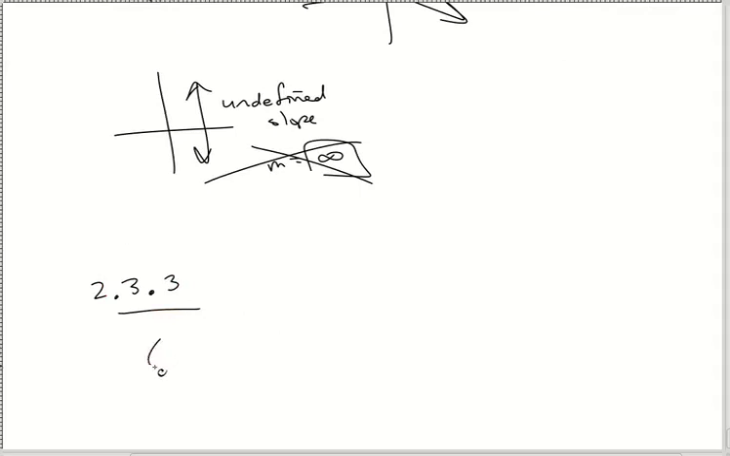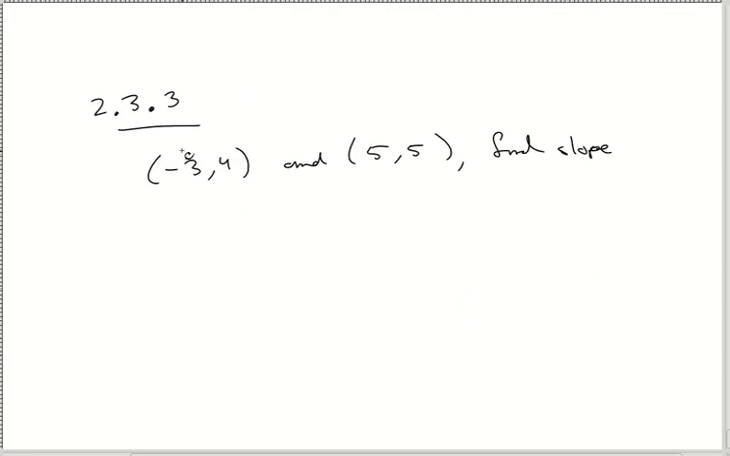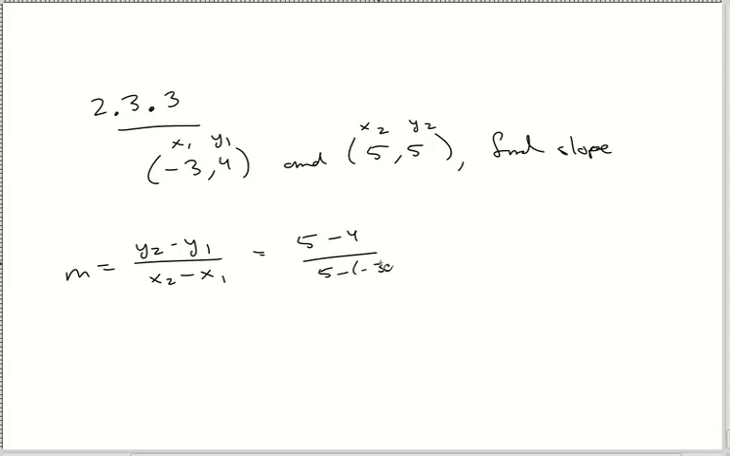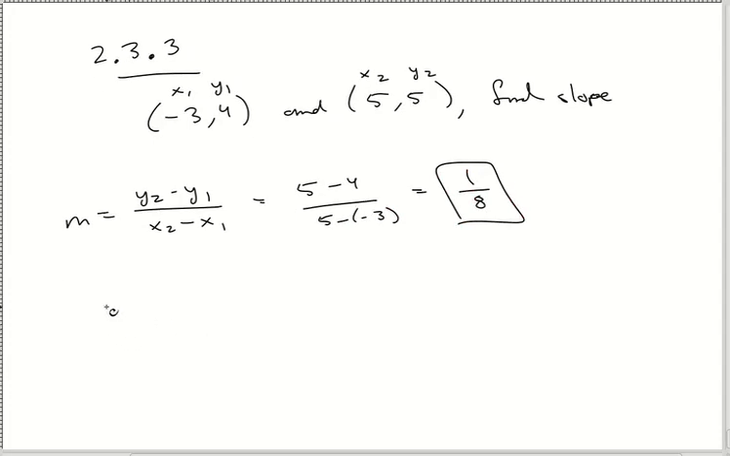2.3.3. They give me 2 points. I got negative 3, 4, and I got 5, 5. And they say, find the slope. So there's got to be a formula for something like this. We have m is equal to y2 minus y1 over x2 minus x1. This is x1, this is y1, this is x2, this is y2. Plug them in, get an answer. 5 minus 4 divided by 5 minus a negative 3. I got 1 over 8. Done. There is nothing else to this problem. That was it. Next problem.